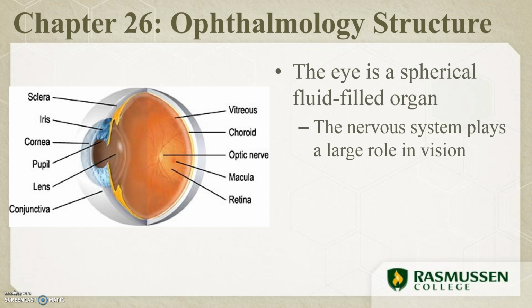The nervous system plays a very large role in your sense of vision. The nerves of your eye help to control the amount of light that enters the eye through the pupil. It helps to focus the light on the retina by using your lenses, and it helps to transmit the resulting image from your retina to your brain.